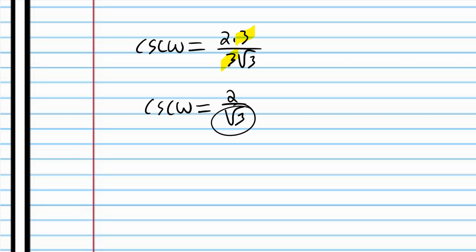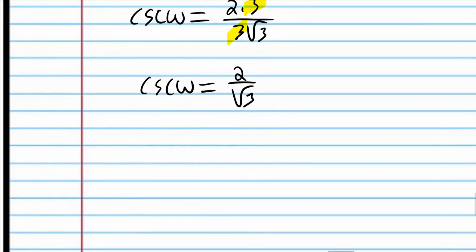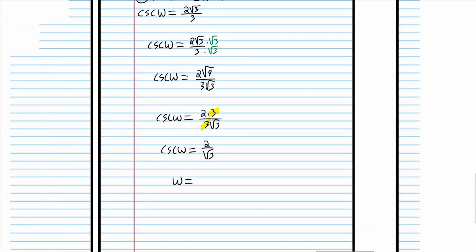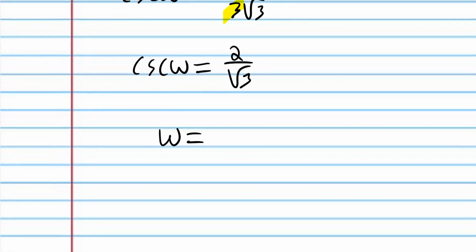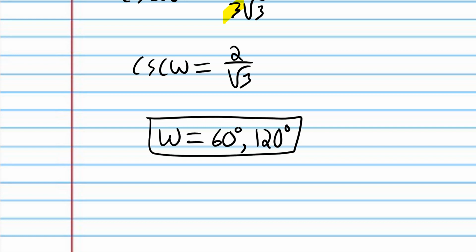And if the opposite side is root 3, because cosecant is hypotenuse over opposite, then that means the reference angle is 60 degrees. And if cosecant is positive, then omega must be between, well, it must be 60 degrees and 120 degrees.